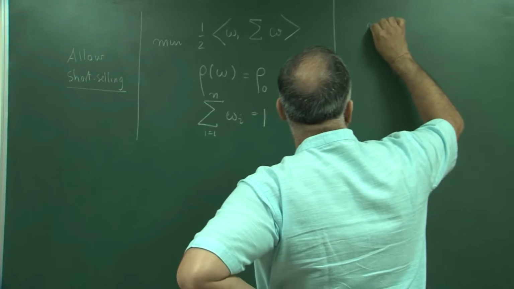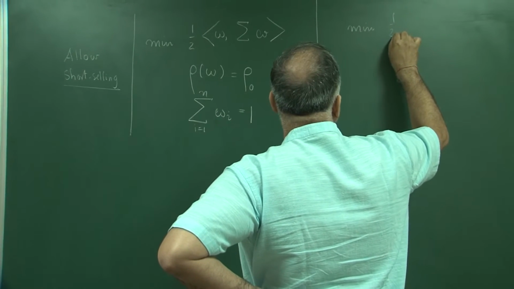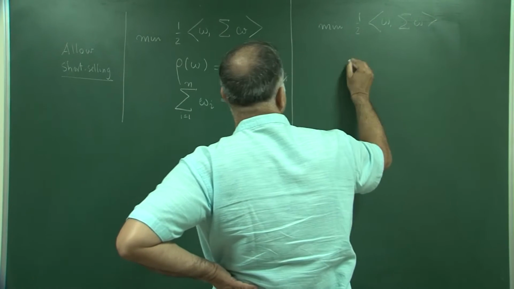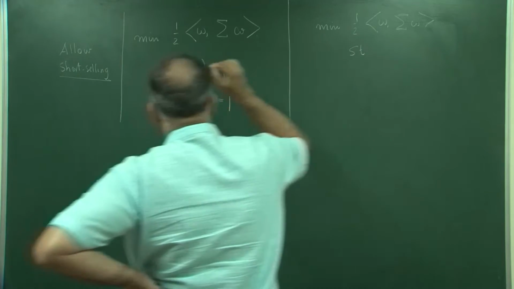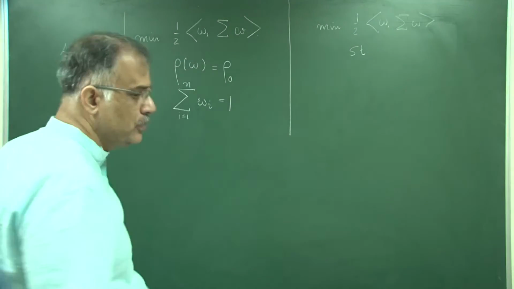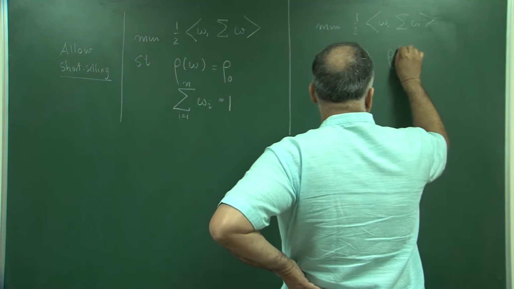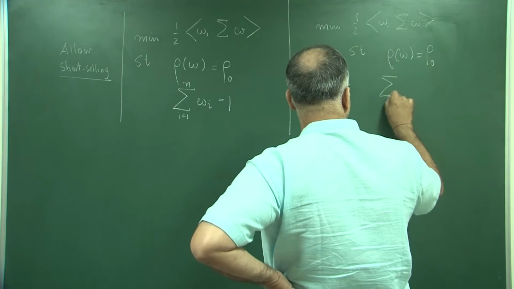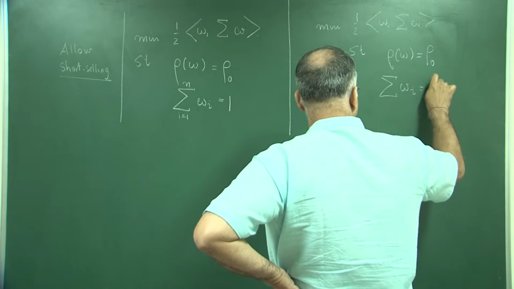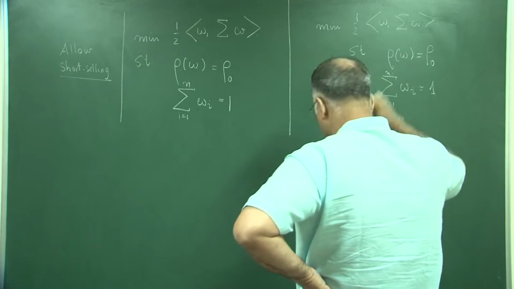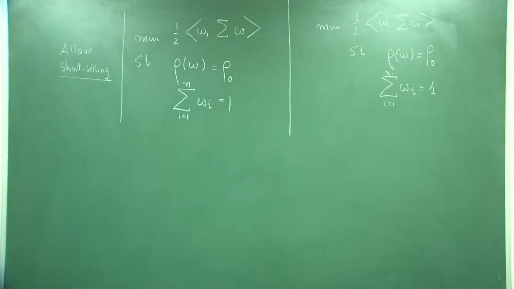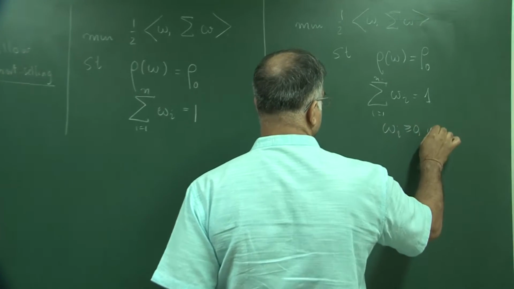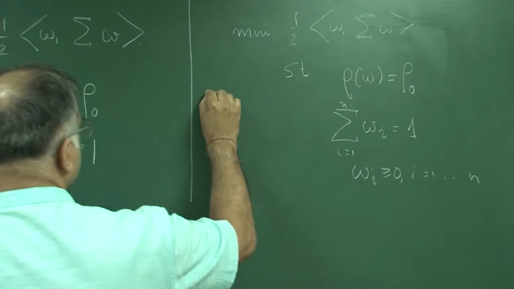then your problem would now look like subject to, here also I should write subject to, ST means subject to or such that, whatever you want to say. Rho of W is rho naught and summation Wi is equal to 1. And of course Wi greater than or equal to 0, this is with no short selling.